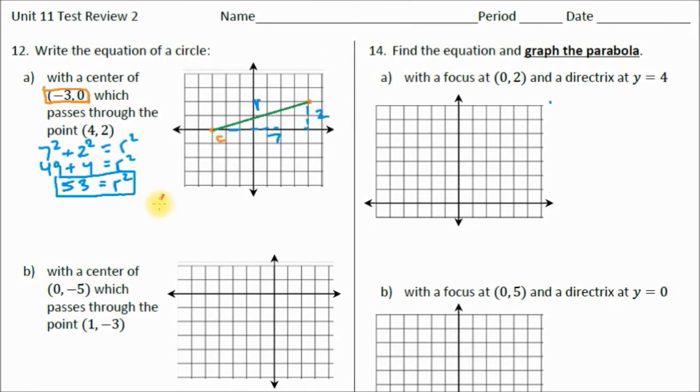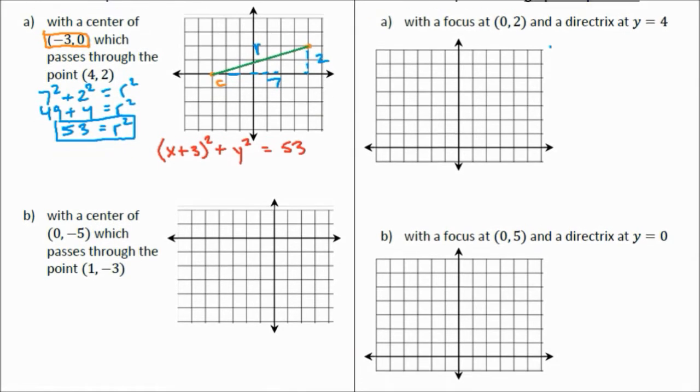So now let's write our equation. Our equation is (x + 3) squared, you're flipping the sign of h, plus, well, this is y plus or minus 0. We don't even have to write the parentheses because that's just y squared, because the k value is 0, and that equals r squared, which we've already figured out is 53. So there's our equation for letter A. Let's take a look at letter B.